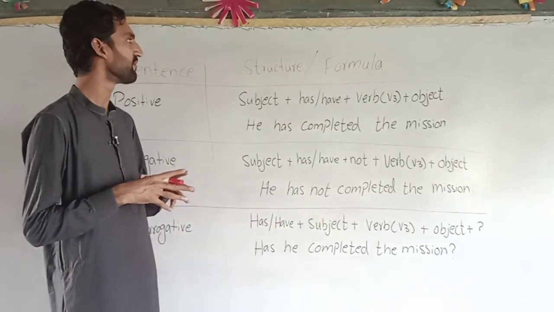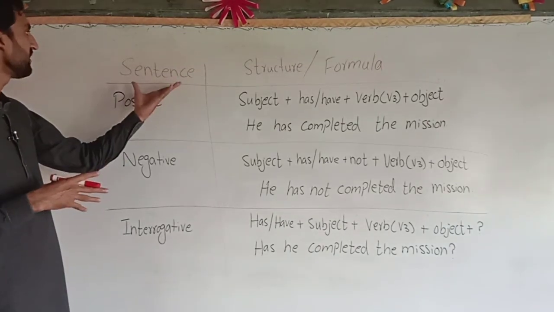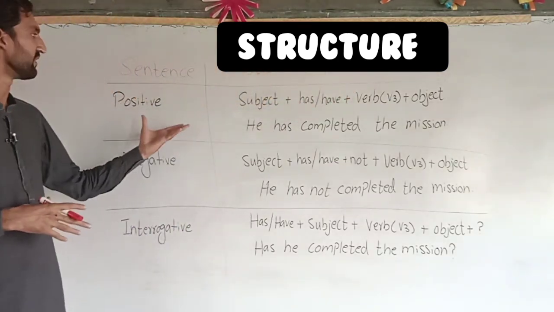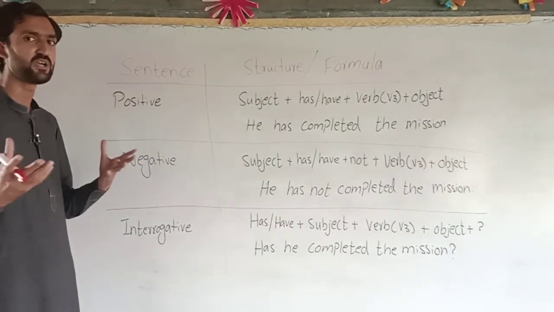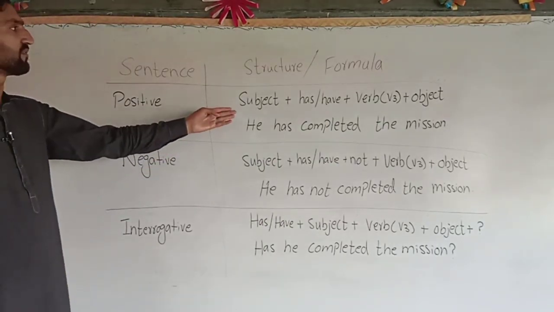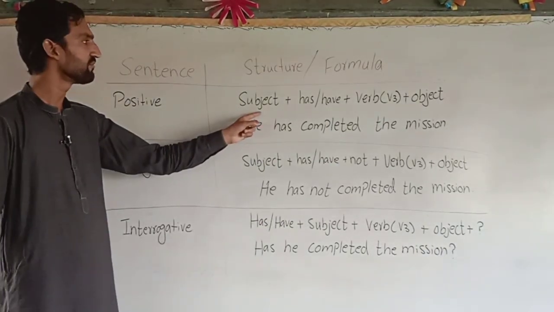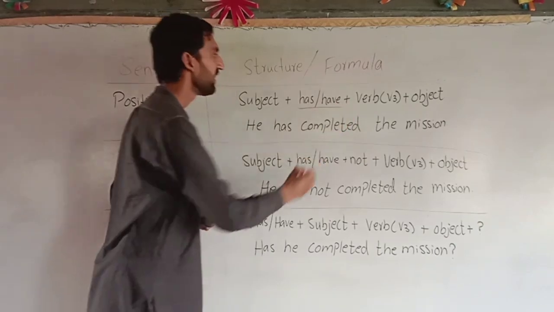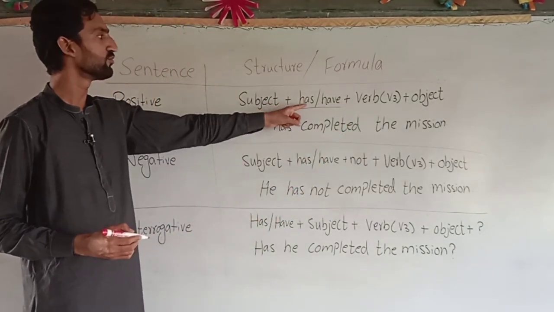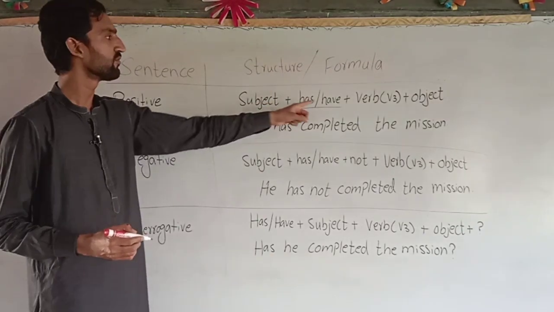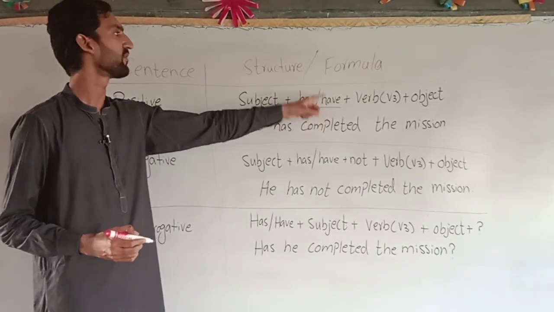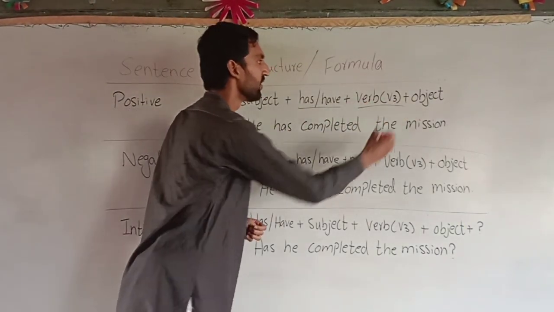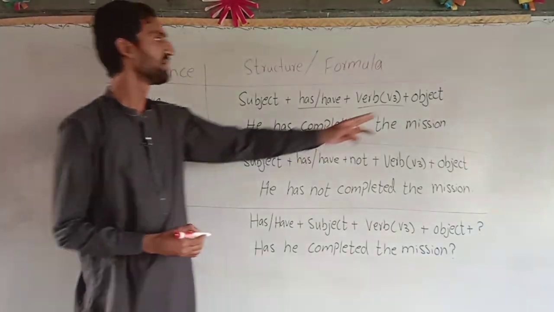On the whiteboard in front of you, we have the types of sentence on one side, and on the other side we have the structure and formula for making this type of sentence. We start from the positive or affirmative sentences. First we have the subject. After the subject we have a helping verb, that is has or have. Whenever the subject is singular we use has, and when the subject is plural we use have as a helping verb for present perfect tense. After has and have we use the third form of the verb, V3, and end with the object.